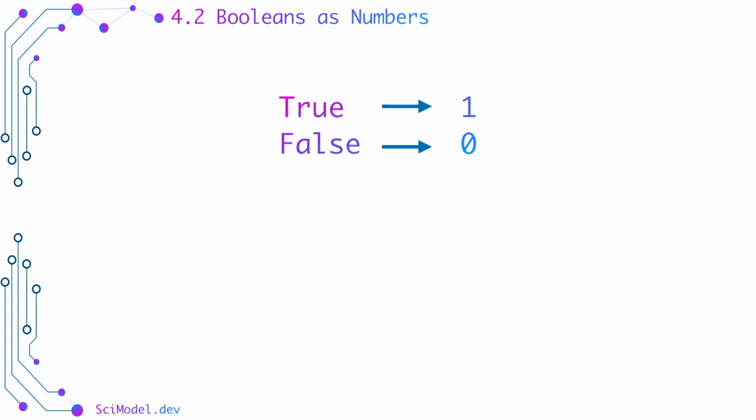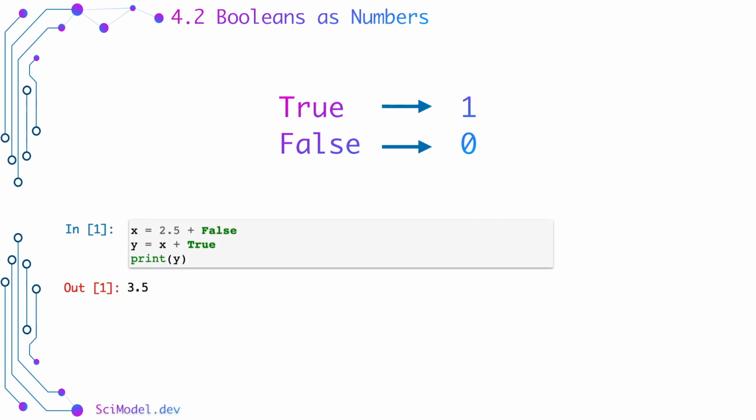Although Booleans have bool type in Python, their backend interpretation is considered to be numeric. True in Python is equal to 1, and false is equal to 0. In this example, adding a false value to a float value of 2.5 in variable x will yield a value of 2.5. Since the variable y is equal to the value of x plus a true value, the output will be 3.5.